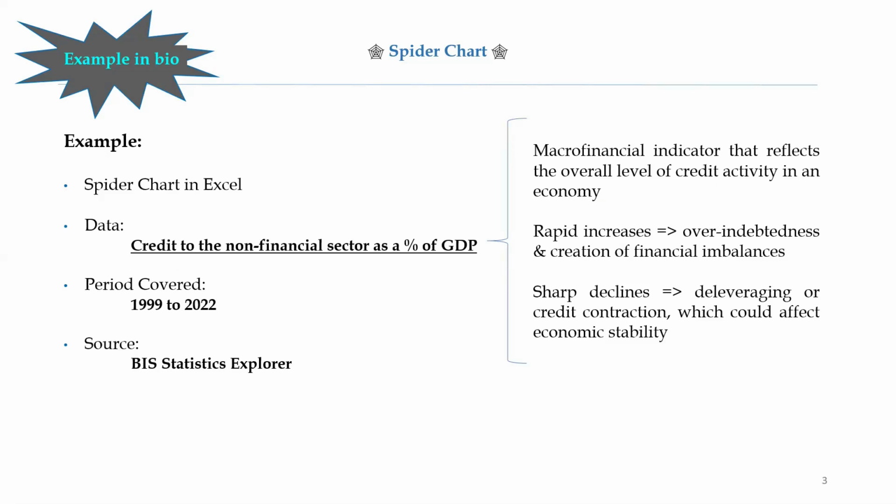Why data on credit to the non-financial sector as a percentage of GDP? Well, this ratio is an important macro-financial indicator that measures the total loans granted by banks and other financial institutions to companies, households, and other non-financial entities against the gross domestic product. Rapid increases in this ratio can raise concerns about over-indebtedness and the creation of financial imbalances, while sharp declines can signal deleveraging or credit contraction, which could affect economic stability.